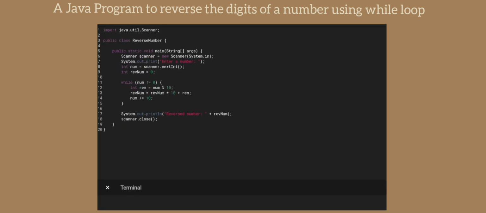Now we run this program. So enter a number. Here we have taken the number 123. So the output is 321. In this way you can check any number.